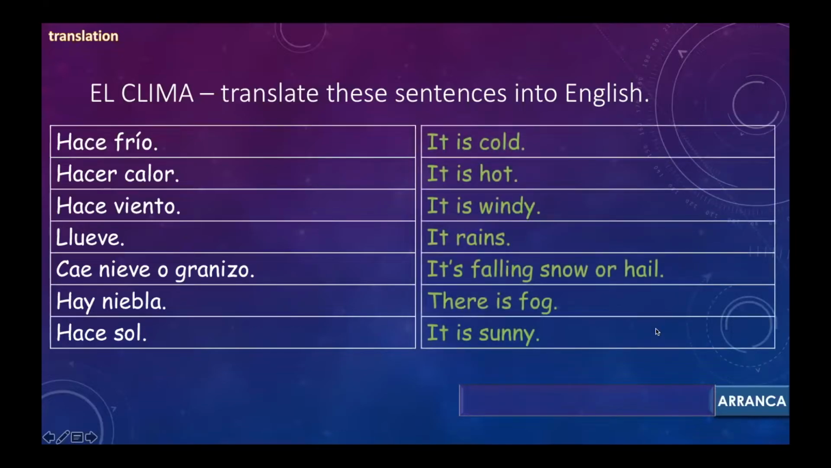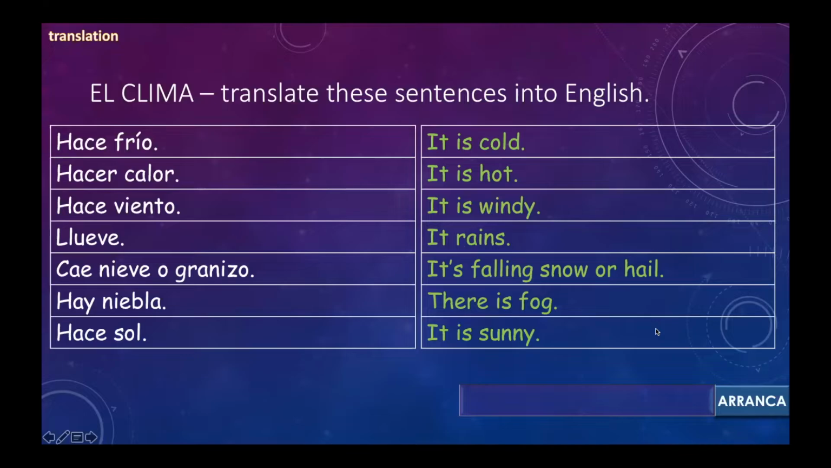So we have it is cold, so that's hace frío. It is hot, which is hace calor. It is windy, which is hace viento. It rains, llueve, so this is a verb that we are going to use today as well. It's falling snow or hail, so cae nieve or granizo. Hay niebla, which is there is fog, and hace sol, which is it is sunny.